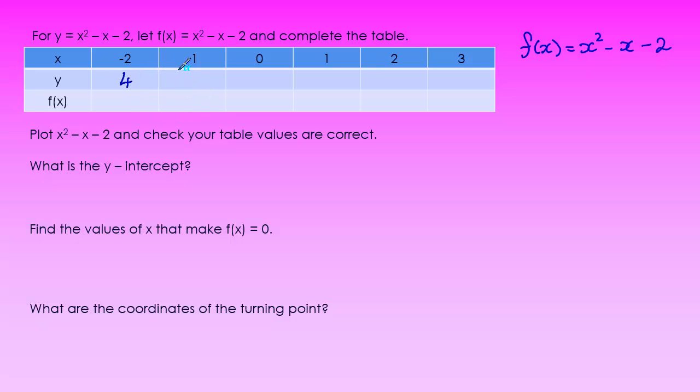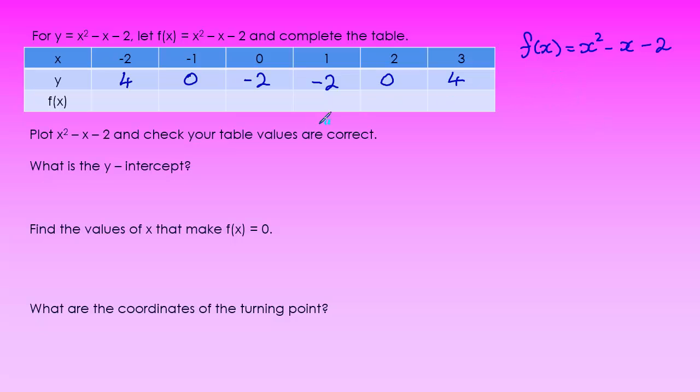Substitute negative 1 in, so that's going to be 1. Add 1, take away 2, so that one's going to be 0. Put 0 in, and clearly this is 0, so we just get negative 2. Substitute 1 in, and that will be 1, take away 1, take away 2, so that one's also negative 2. Substitute 2 in, and we get 4, take away 2, so that one is 0. And if we put 3 in, that's 9, take away 3, so that's 6, take away 2 is 4.